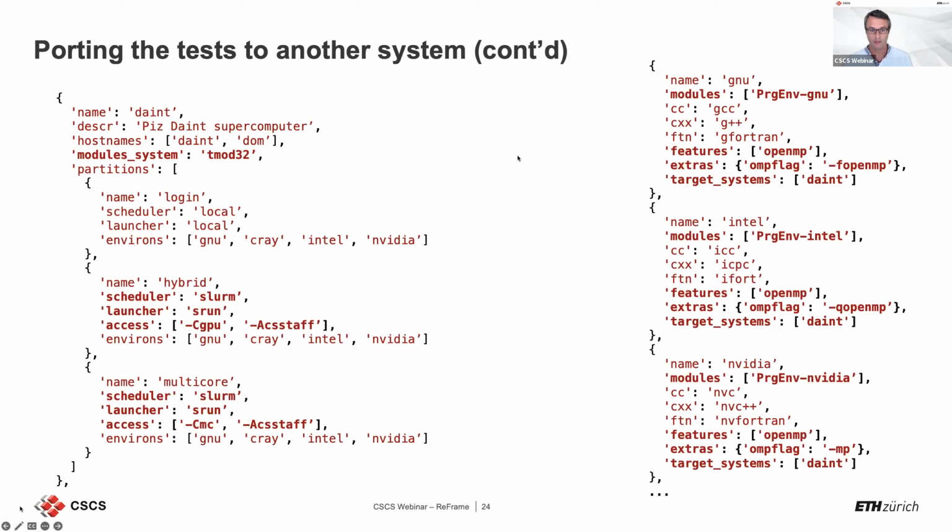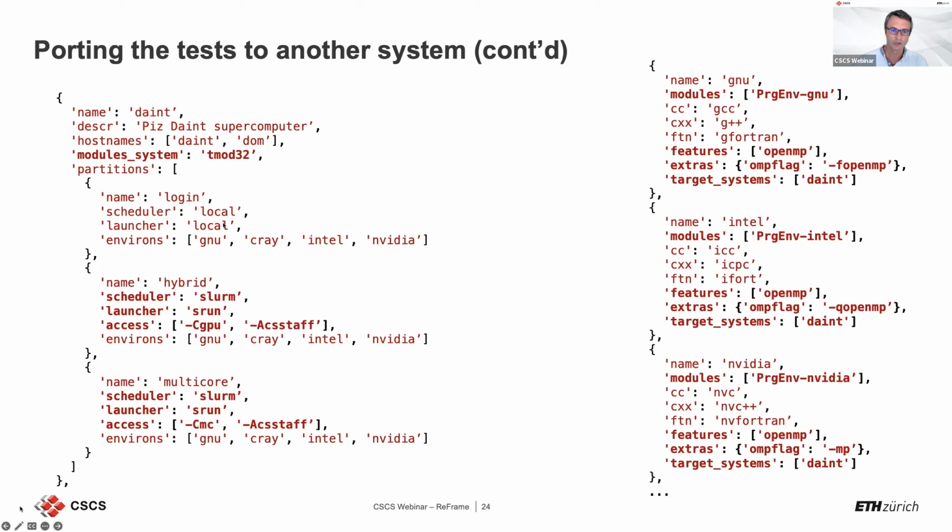So here is, for example, how I defined the configuration for this webinar now for Daint. I have a new system named Daint, with host names here, both Daint and DOM, which is our TDS. We say that you use a module system. You didn't see that before because my laptop didn't have a module system, but here I'm saying you use tmod 3.2. You can use lmod, you can use tmod 4, there are different values here that you can use.